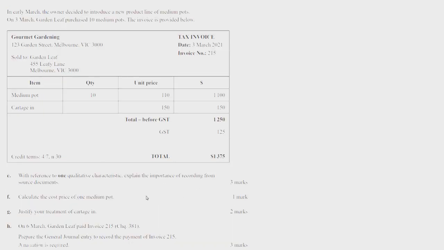Alright. So E, F, G, and H, let's go through it. With reference to 1 qualitative characteristic, explain the importance of recording from source documents. Classic. This is what I mean. Chapter 1 will always follow you. So using 1 qualitative characteristic, explain the importance of recording from the source document. So it's worth 3 marks.